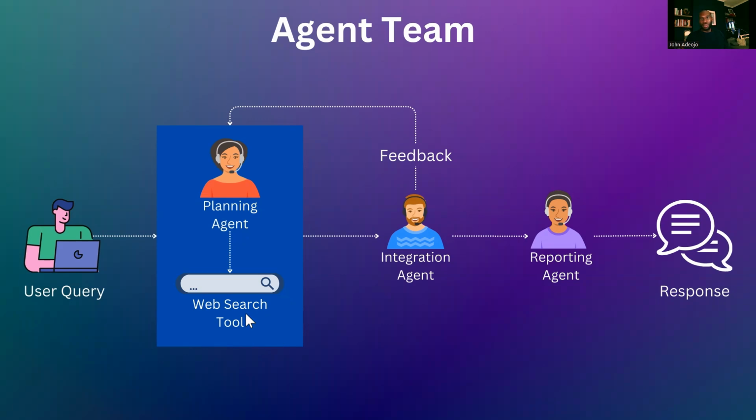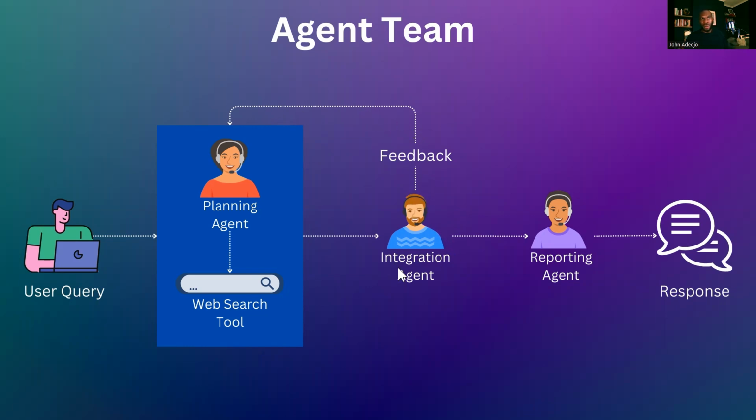And then it has access to a web search tool. That web search tool goes online and tries to retrieve the information required to answer those questions. Once it has done that, it is passed to an integration agent. And the job of that integration agent is simple. It's supposed to synthesize all of those responses from the web search tool and the planning agent and decide whether it's okay to actually report a response or whether there are gaps that need to be addressed. And that's where this feedback loop comes in.